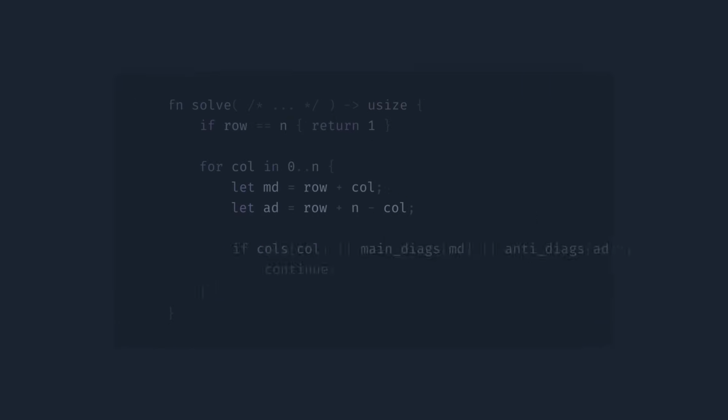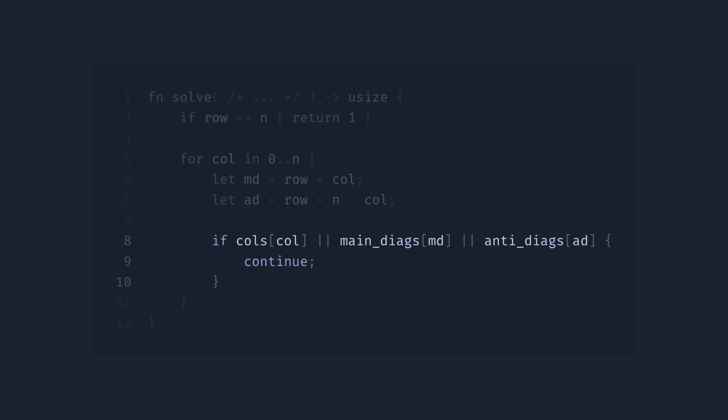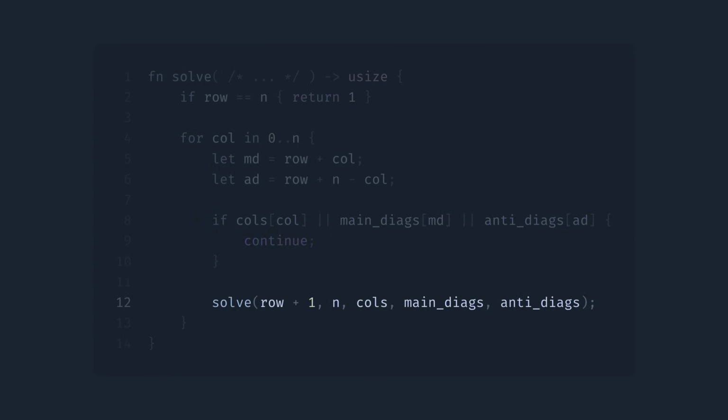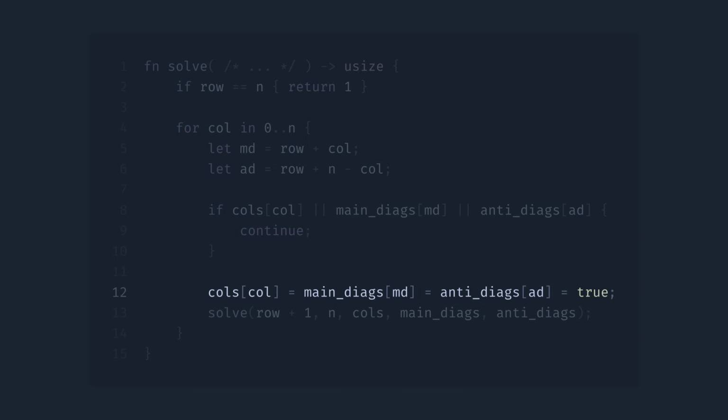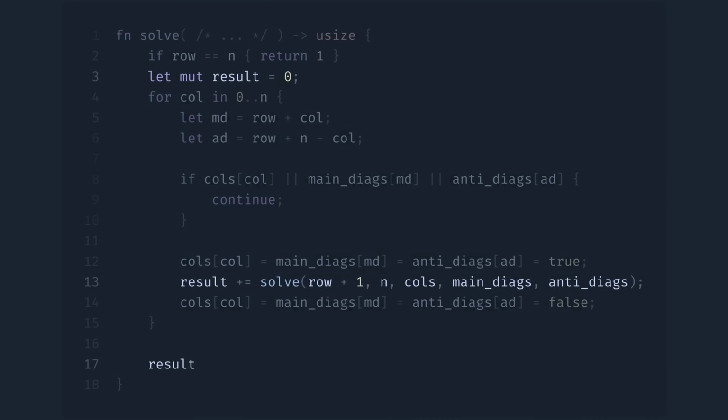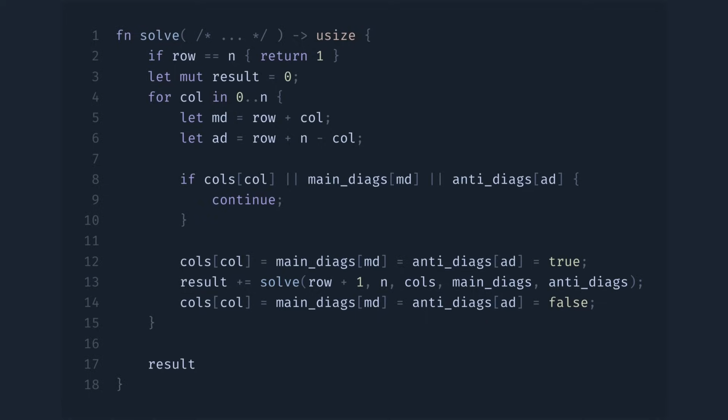Then we can check if the square is attacked by checking all our lists here. And finally, we can recursively call our solve function for the next row. Of course, we also need to update our list before and after the call. Oh yeah, and we need to store and return the result of our function, of course. So this is our first Rust implementation. Let's check how it performs.